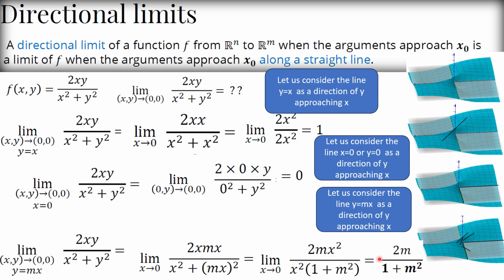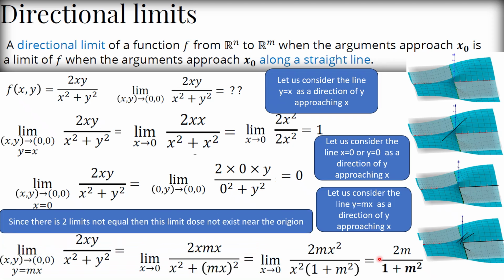If you are studying the case of a function in several variables, there are an infinite number of directions that you can use to find the value. And for you to know, it is just enough to have two directions giving you different limits to be sure that the limit doesn't exist. So for this problem, there are two limits not equal to each other. At least we have more than that. So since there are two limits not equal, this limit doesn't exist near the origin, as you can see.